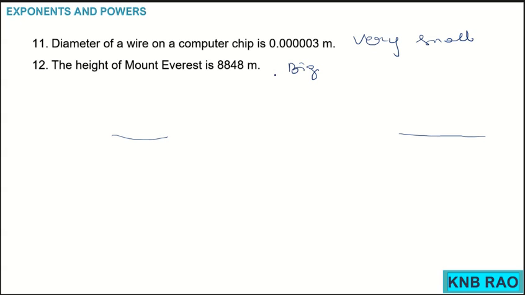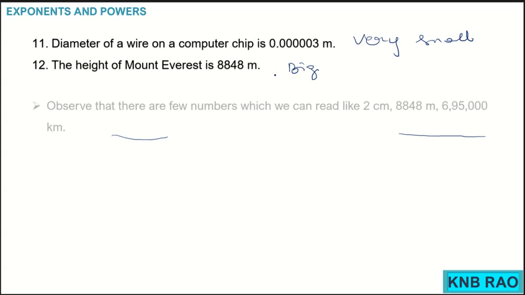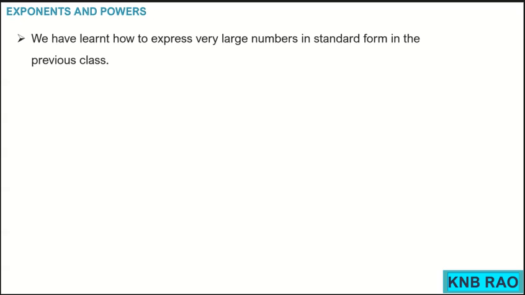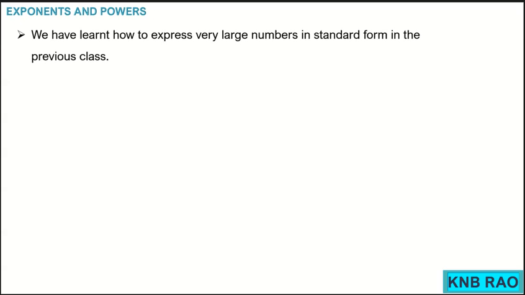So, we could classify these 12 facts into very large numbers and very small numbers. After that, we will make this table. You do it, this is your work. Now, we have learnt how to express these large numbers as well as very small numbers in standard form in your previous class. Children, very important: what is the standard form of a number, or how to express a very large or a very small number in standard form?